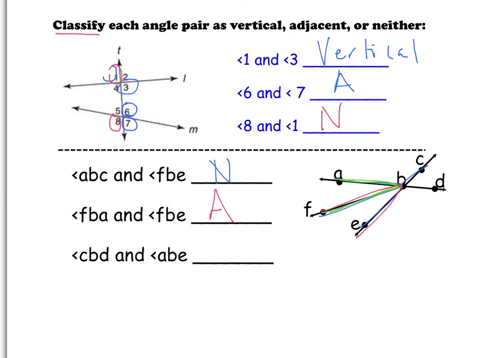And lastly, angle CBD and angle ABE. Those are across from each other. Do they look equal? They sure do. Even though we've got this line coming through the middle, the outside, if we measured that part and this part, those look equal. So those are vertical angles.